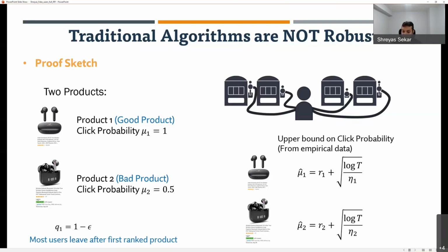All right. Now the same thing is true for the second product, but you have R2 plus log t by eta 2. I hope everyone's clear with this. If you want me to go over this again, I'm happy to do so. So please let me know on chat.